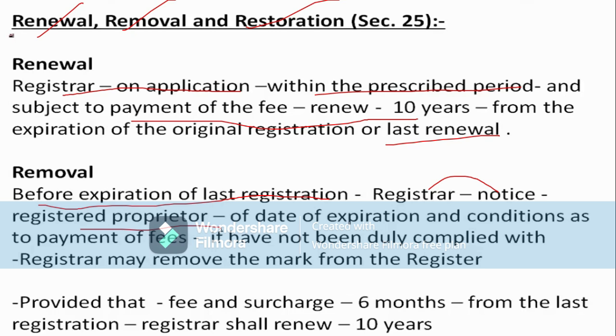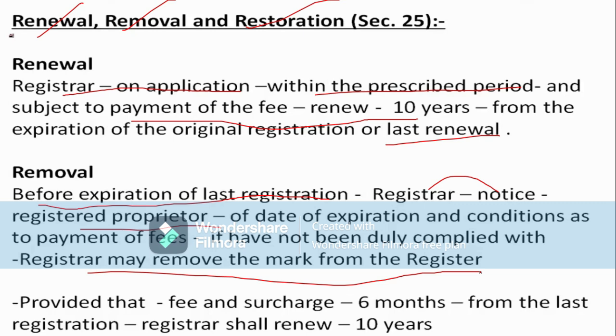So before expiration of the last registration, I have to go for the application for renewal. Before that, the registrar gives notice to the registered proprietor, intimating him that he has to renew his trademarks. The date of expiration and conditions as to the payment of fees will all be sent by the registrar. If these have not been duly complied with, then the registrar will remove the mark from the register.